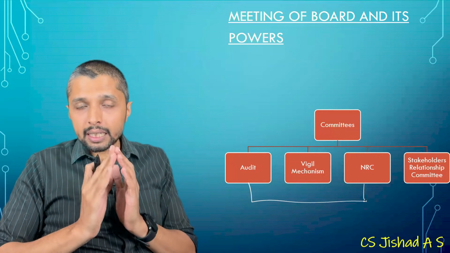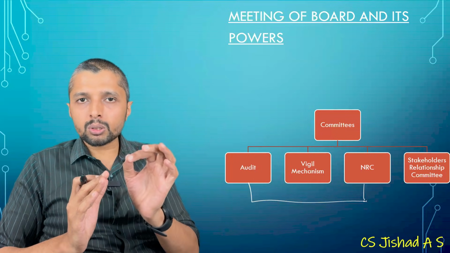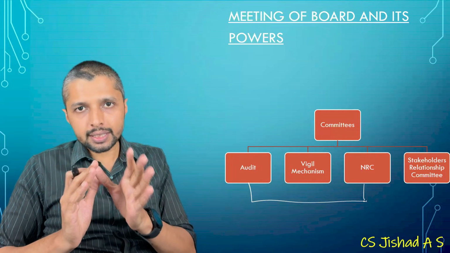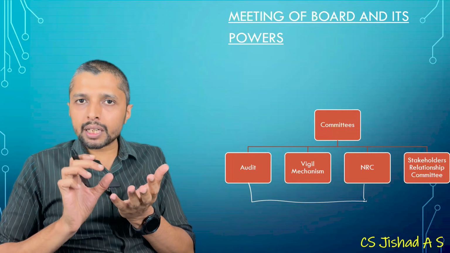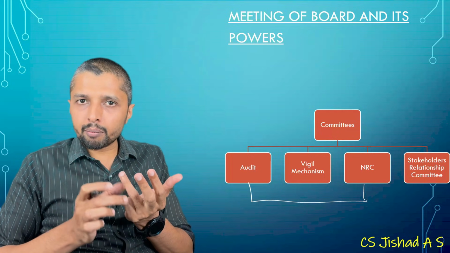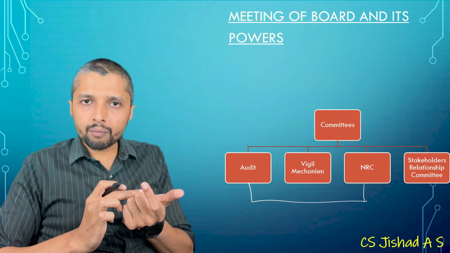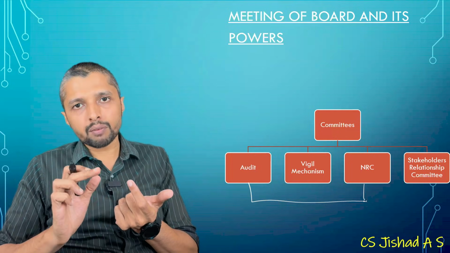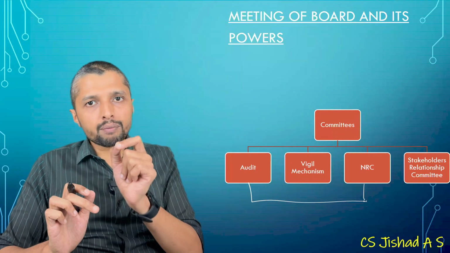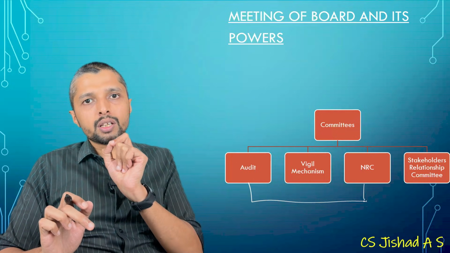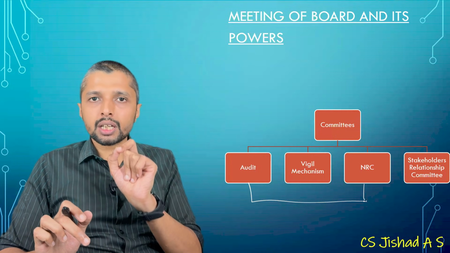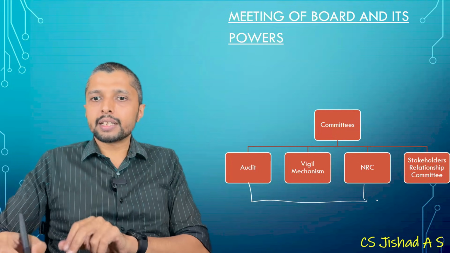In the case of Vigil Mechanism Committee, which is also under 177 subsection 7, it specifies that it is applicable for a listed company, a company which has accepted deposit from the public, a company having borrowing from bank and PFI in excess of 50 crore. So it is to safeguard the employees and directors from victimization.